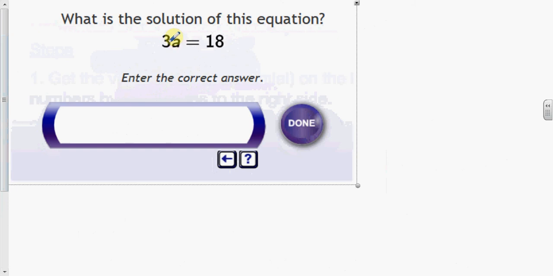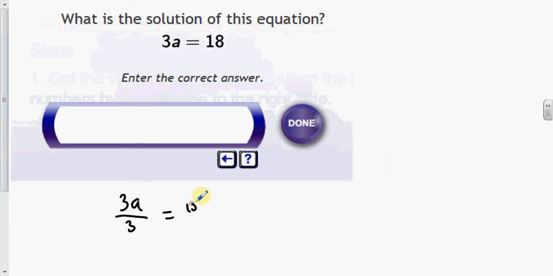Oh, this is 3 times a is equal to 18. 3 times a, if it's a number multiplied to a variable, my instructions say divide both sides by that number. That's how we're going to cancel out the 3 from the left side. Then I have left a is equal to 6.